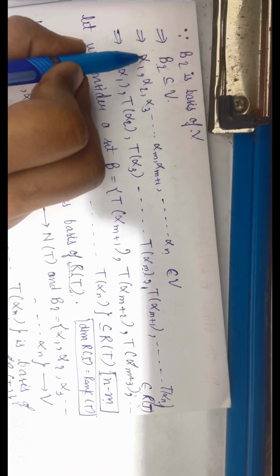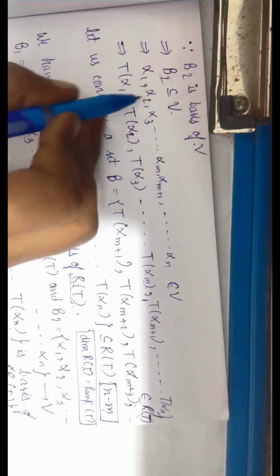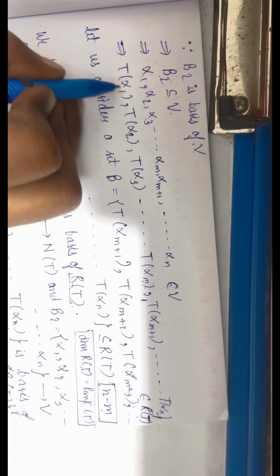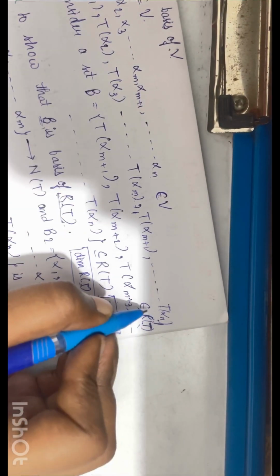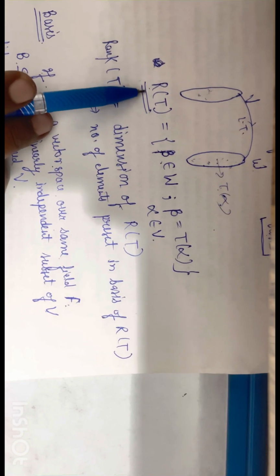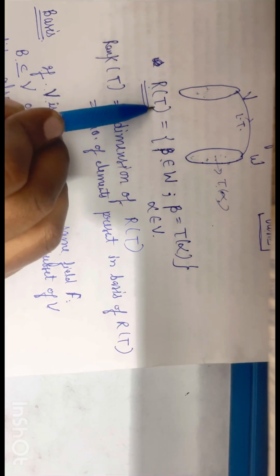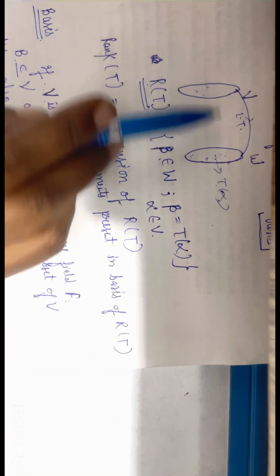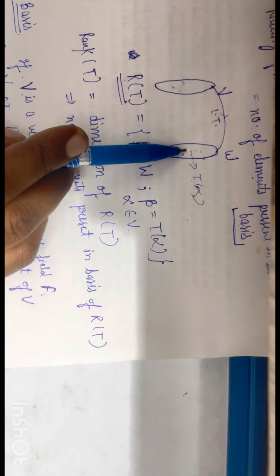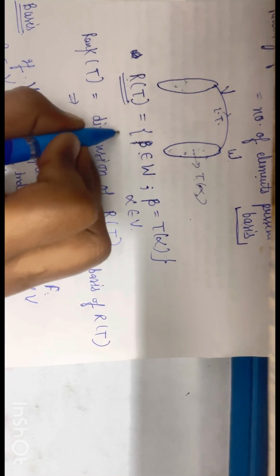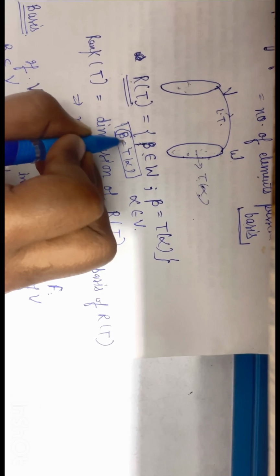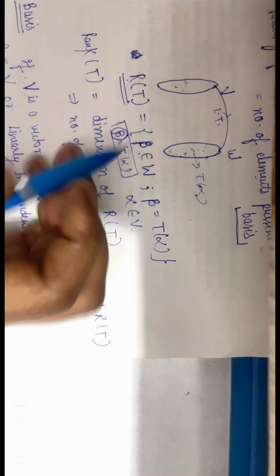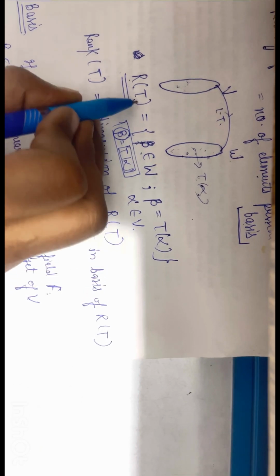Now if these are the elements of V, we can define their mapping such that T of alpha 1, T of alpha 2, up to T of alpha n all belong to the range space of T. Remember, I have told that the range space of T will contain the mapping of elements of V into W. So beta is equal to T of alpha. This element belongs to W, or range space of T. T of alpha will also belong to range space of T.